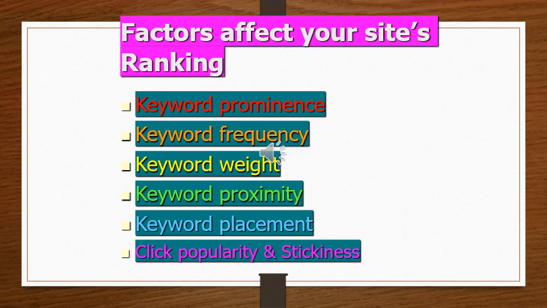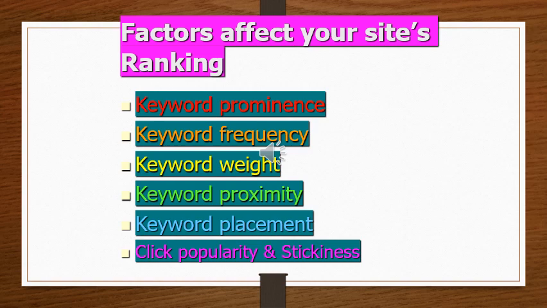All these are things that people should consider when they are designing their own website. And I think this is closer to people who are into web design than people who are just using search engines. But if you have a website of your own and you want to make sure that people find it when searching, then you have to take all this into cognizance: the keyword prominence, the keyword frequency, the keyword weight, the keyword proximity, the keyword placement.